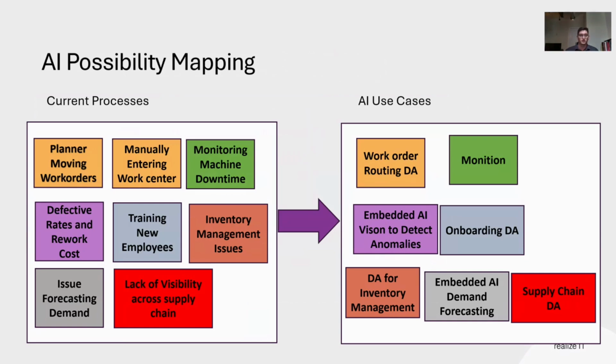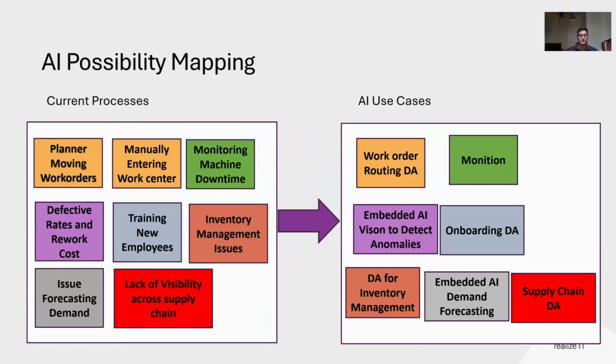And then another one we can look at is, for the bottom left there, issuing forecasting demand. So issuing for demand and forecasting demand. We can use an embedded AI demand forecasting. So we can see here, it's really a discussion, right? Starting to understand what current problems we're going to solve and what sort of AI solution we are going to use.